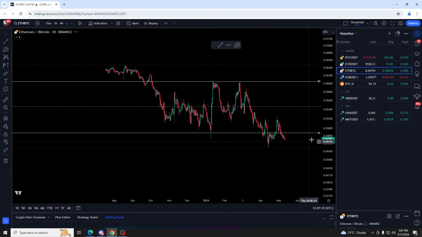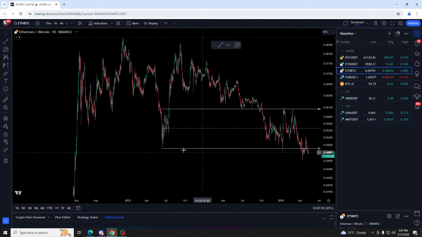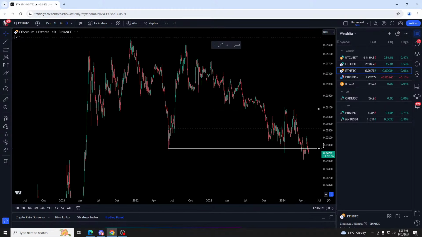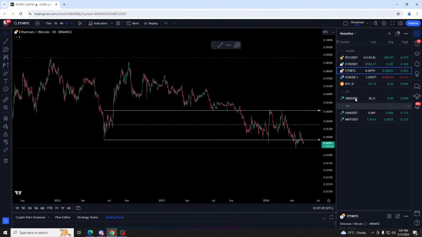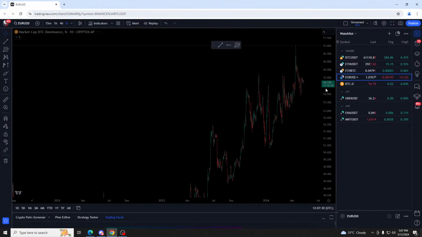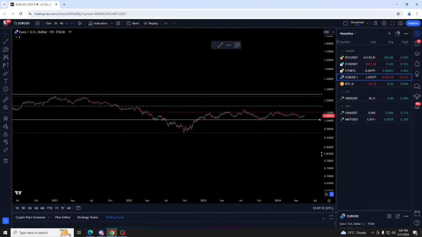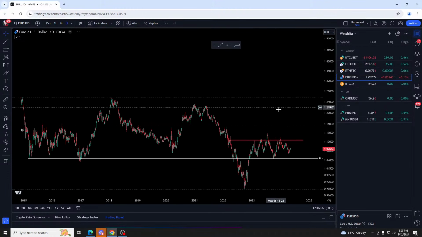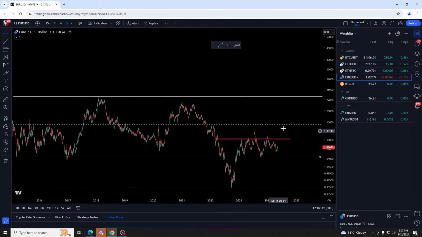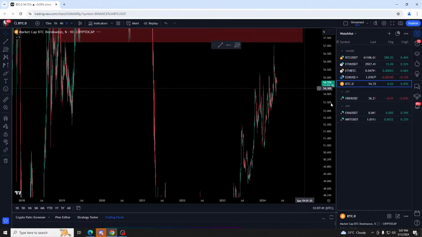ETH BTC, I don't think I need to do anything with this. The range low is this, and it's been lost for a while. It's not doing anything much either. There's an order block here, there's an SR flip here, so not much to analyze on that. EUR USD, nothing much at the range low. Could go higher from here, could go lower, not sure, not gonna touch that right now.